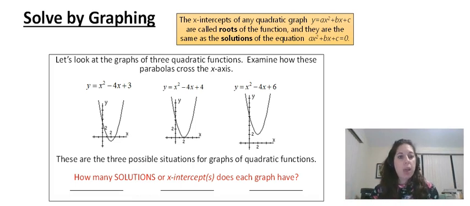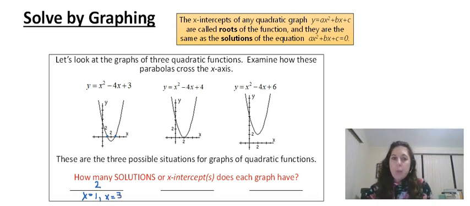So look at our first graph. It says y equals x squared minus 4x plus 3. When we graph it, you can see the graph is touching right here at x equals 1, and here at x equals 3. So this graph has two solutions, and its two solutions would be x equals 1, and x equals 3.